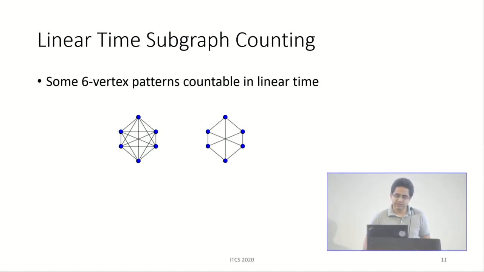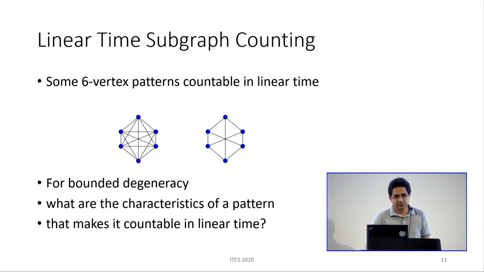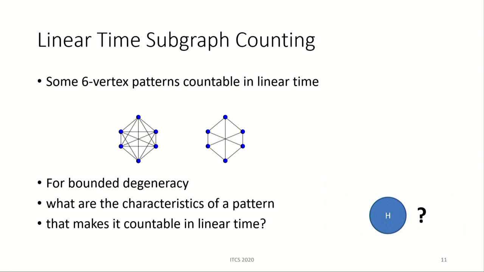But we know that there are some 6-vertex or even larger patterns that are countable in linear time. For example, Chiba and Nishizeki have m alpha to the k minus 2 algorithms for k-clique counting. And our algorithm is also able to count cliques and also many other patterns, like for example, here we have one. So we asked a more general question: assume bounded degeneracy, what are the characteristics of a pattern that actually makes it countable in linear time? Thank you.